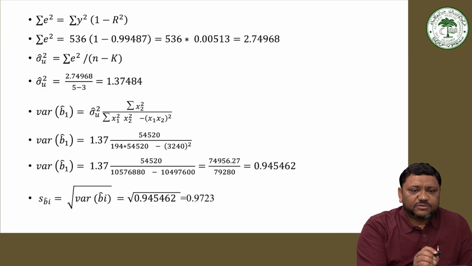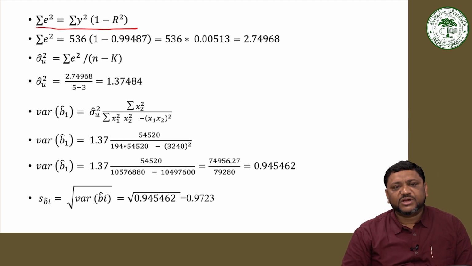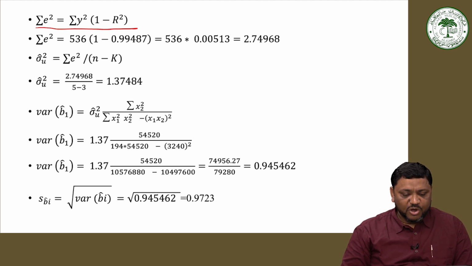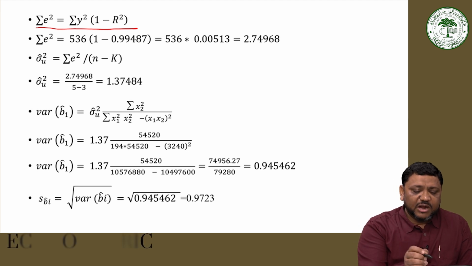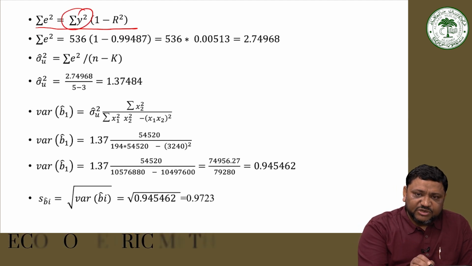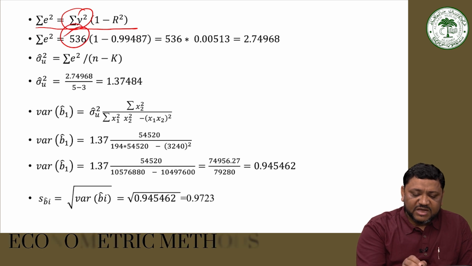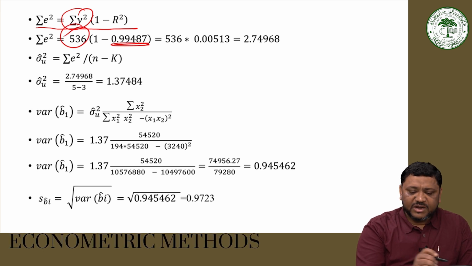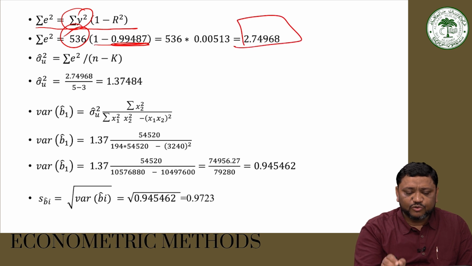To proceed further, we do the calculation of summation e square, which is nothing but summation small y square multiplied by 1 minus r square. Now, we have seen that summation y square is 536, and r square is equal to 0.99. So we do 1 minus 0.99, and this is equal to 2.74.